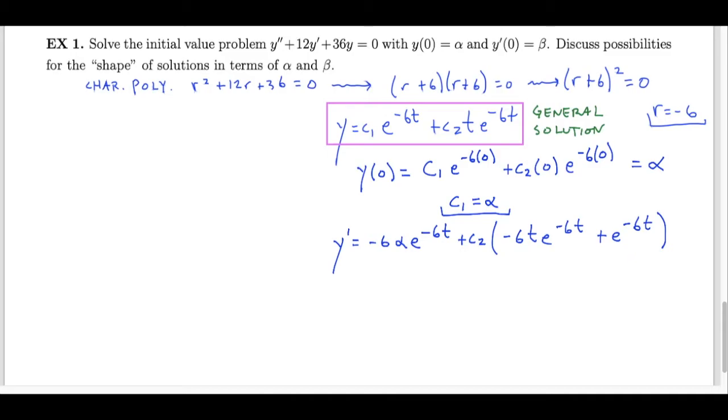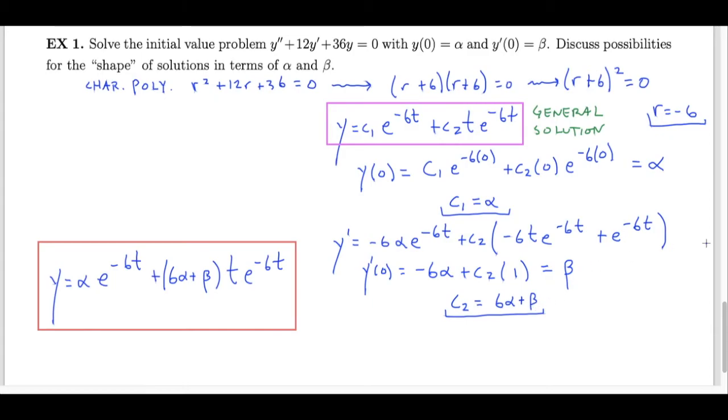Now let's plug t equals 0 into this and set this equal to beta. Here I went ahead and simplified some of these terms. When t equals 0, this exponential will just be 1. When t equals 0, this whole term goes to 0. This will go to 1. So this whole second term will just be c2 times 1. So I have a c2 value of 6 alpha plus beta. Let me go ahead and write my actual solution. Here is my final actual solution with those initial conditions incorporated into my general solution.